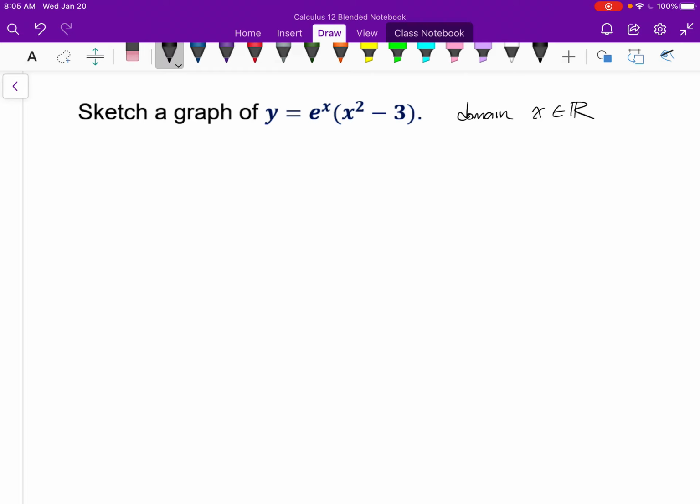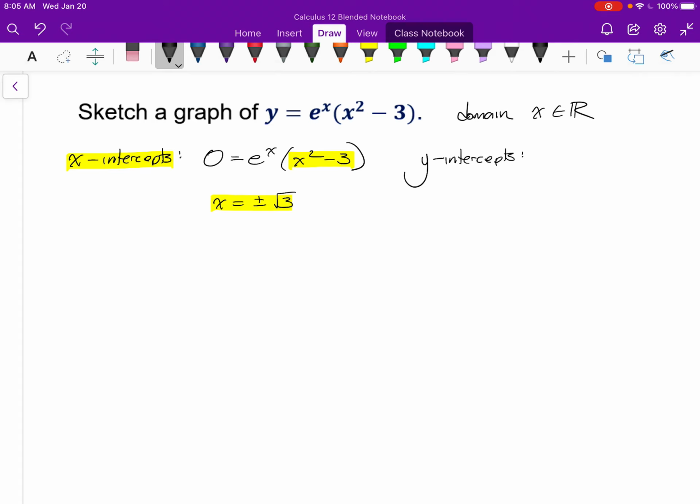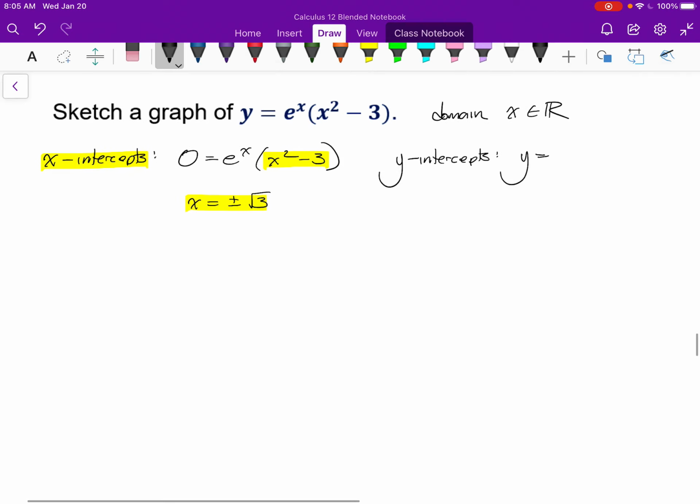Exponential function has a domain of all real numbers. A quadratic function has a domain of all real numbers. Multiply those together. It's still going to be a domain of all real numbers. So let's find the x-intercepts. So make y equal to 0. Well, the only time this whole thing's going to equal 0 is if this factor right here equals 0, because e to the power of x will never equal 0, which means x must equal plus or minus √3. Let's find y-intercepts, which I said is usually easier.